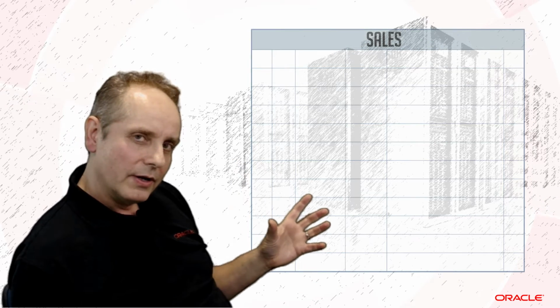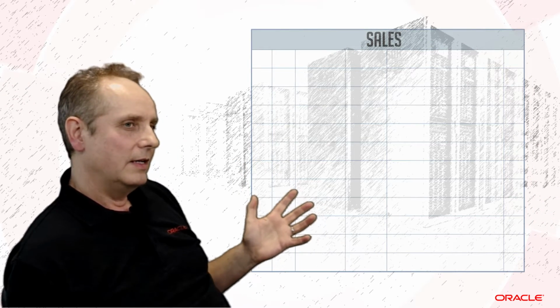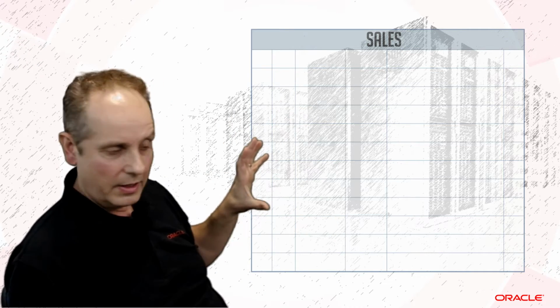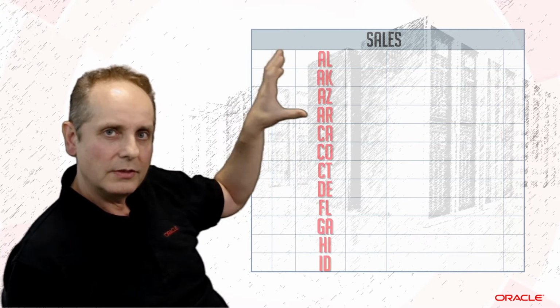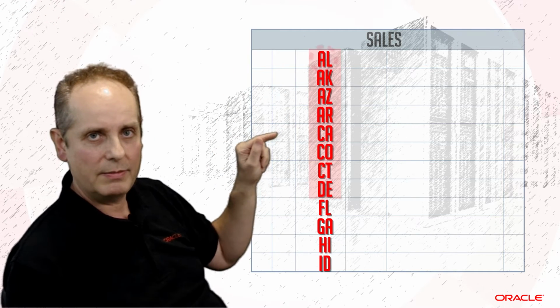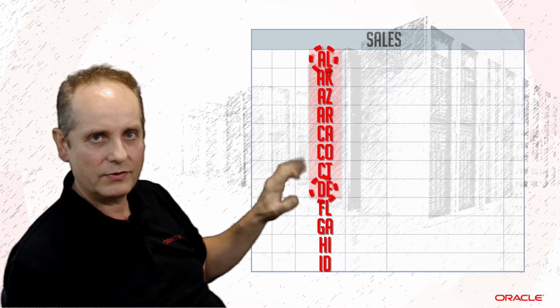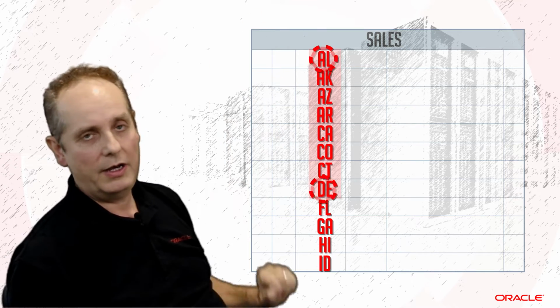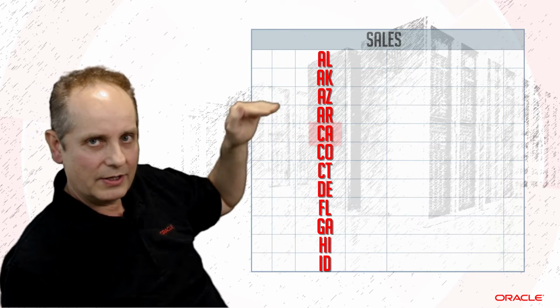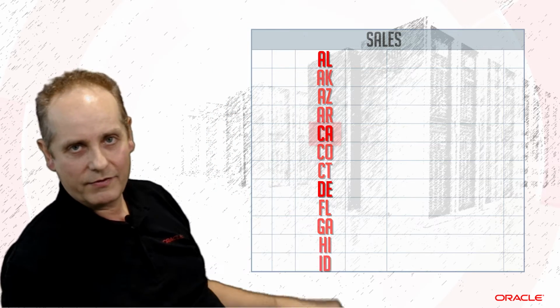So how does that work? Well, if we take a table and divide it into zones, against each of those zones we remember the minimum and maximum state values for each zone. And then we say, search for California. We know we can skip the zones that don't include California.